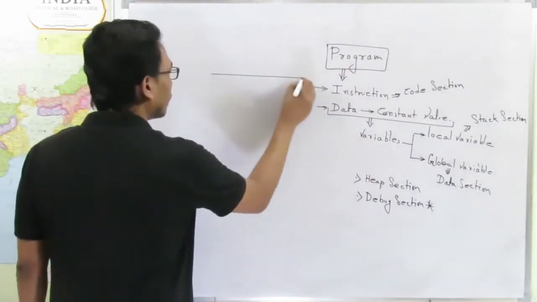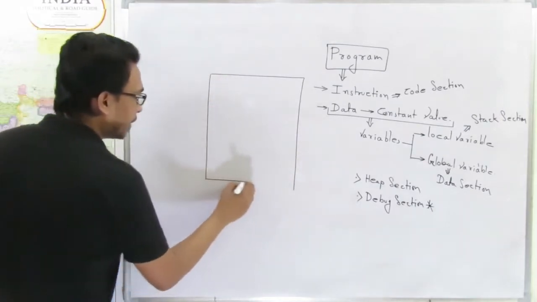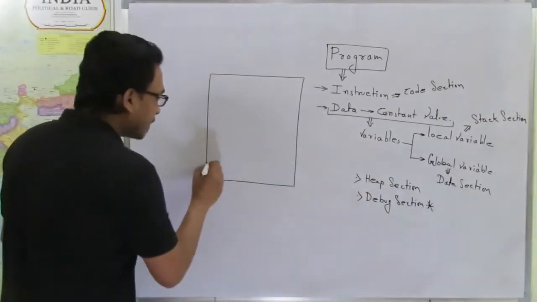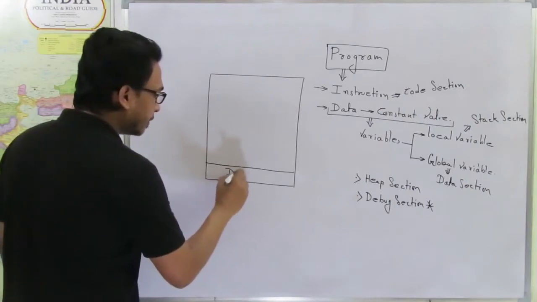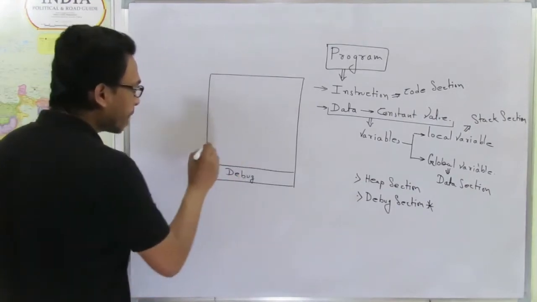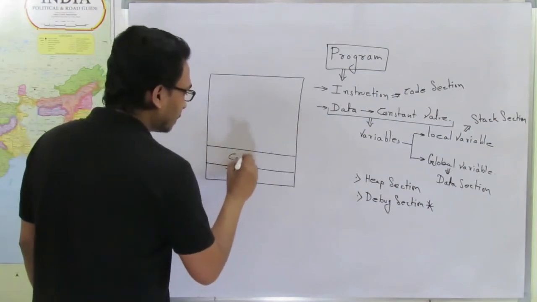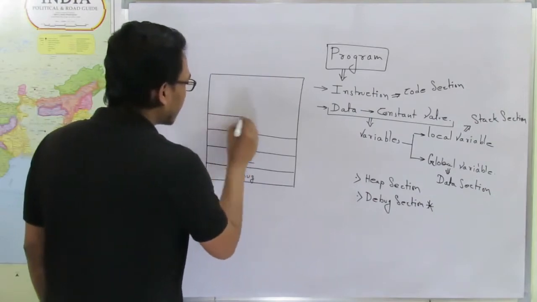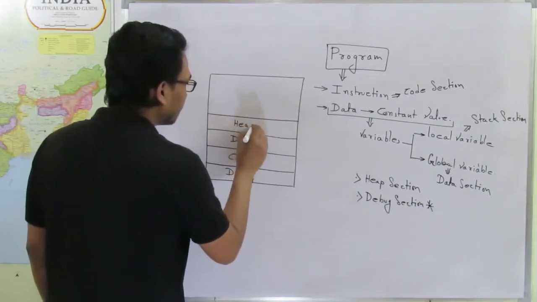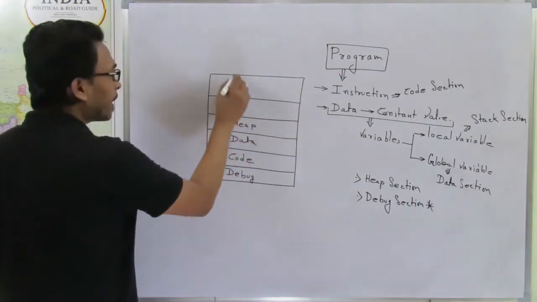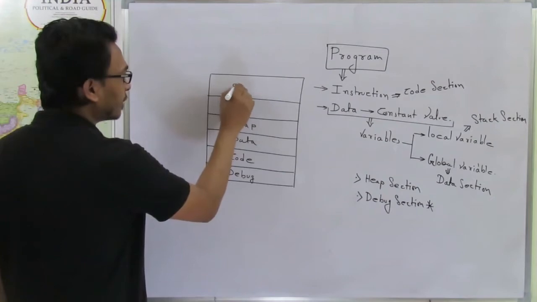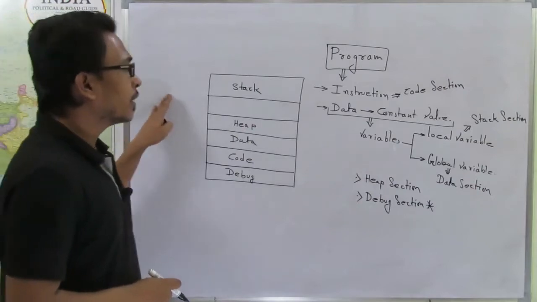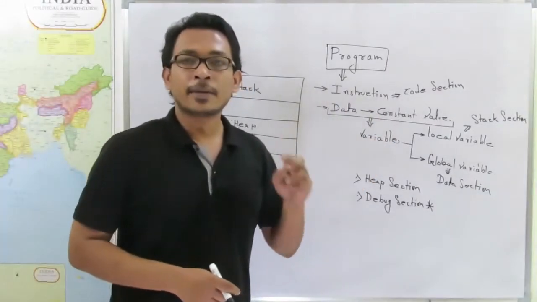So this is the memory that is allocated to this particular program, let's assume that. The first section is called debug section. The next section is called code section. Next section is called data section. Next section is called heap section. Next section is free, and then the final section is called stack section. Now, these are the various sections in which a program is represented in memory.